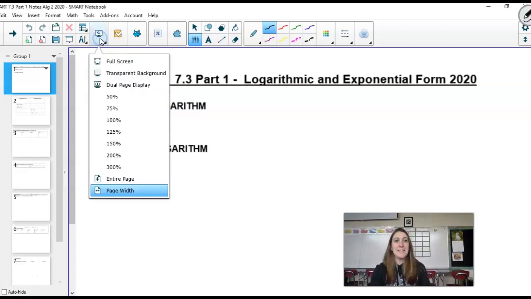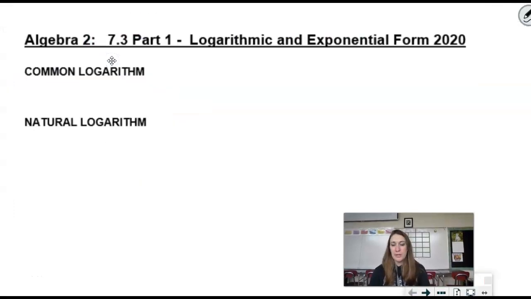Hey guys, this lesson is the first part of 7.3. We're going to talk about logarithmic and exponential form, and it's really your first intro into what a logarithm is. So first, let's talk about what's called a common logarithm.